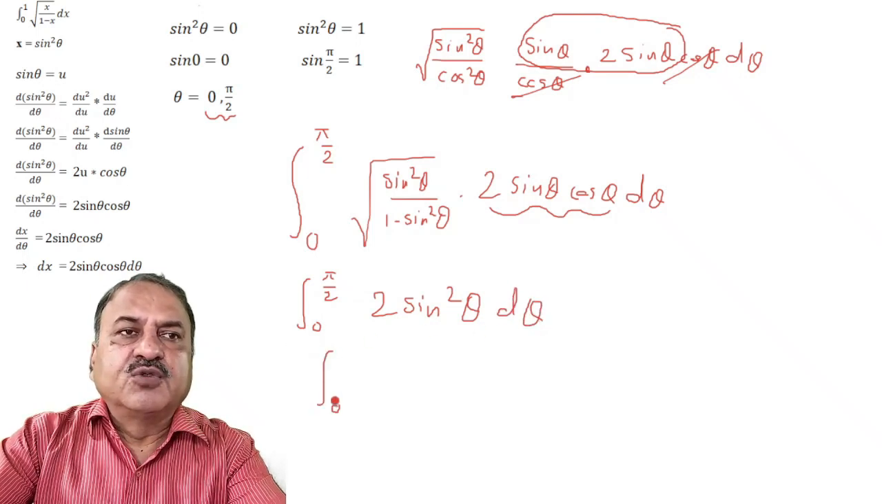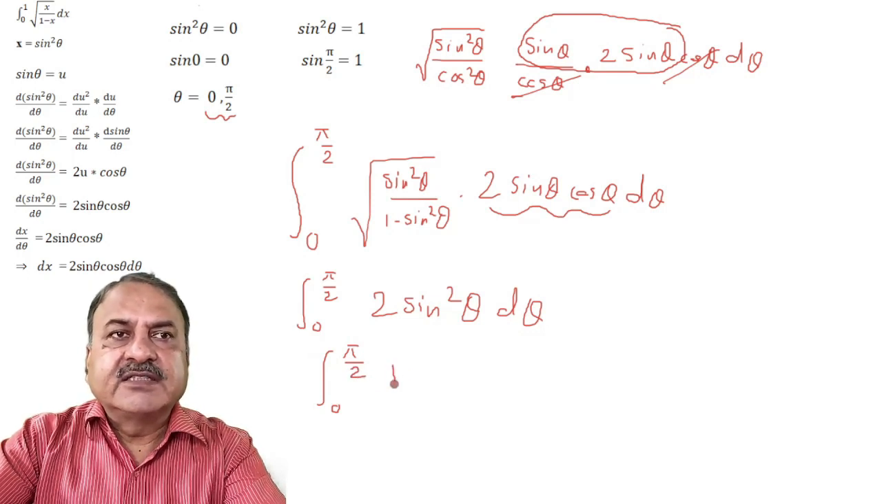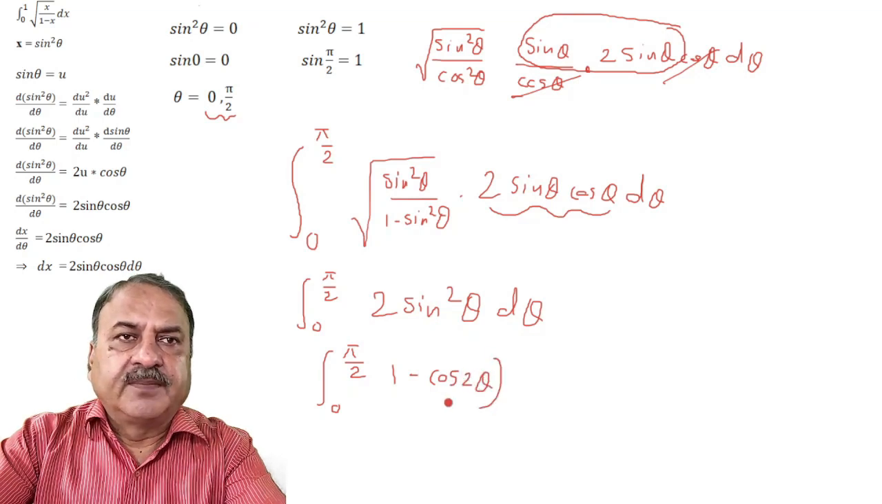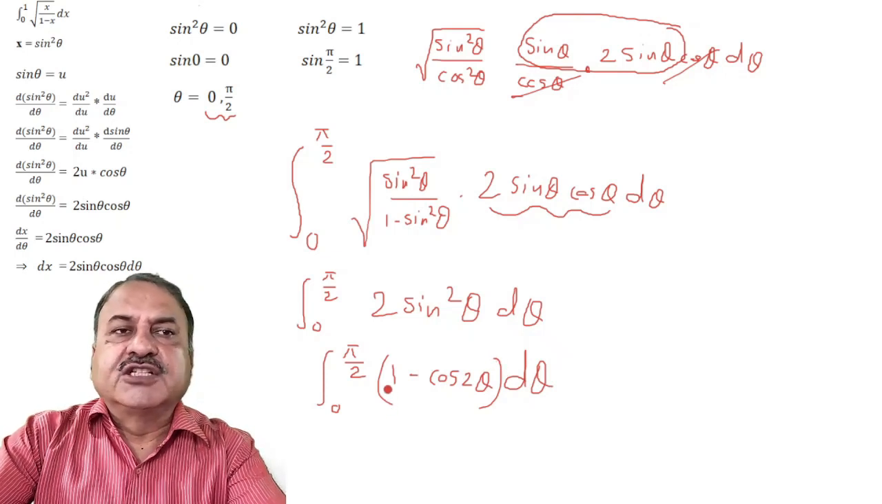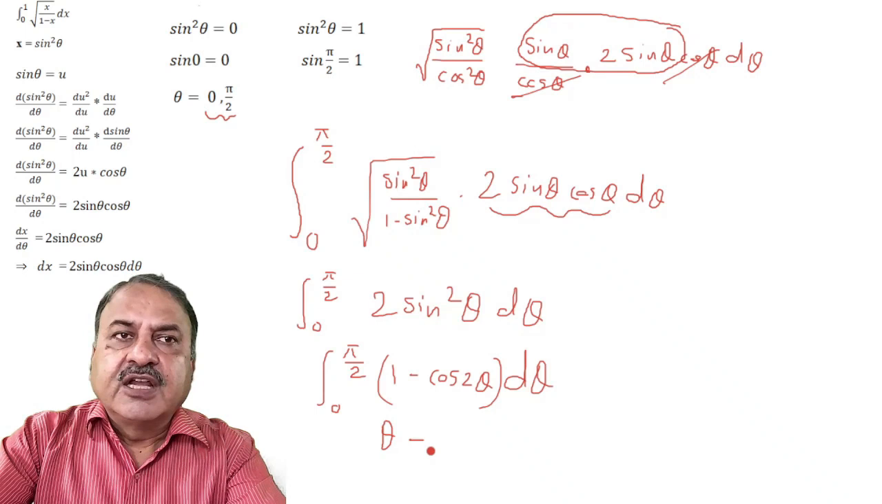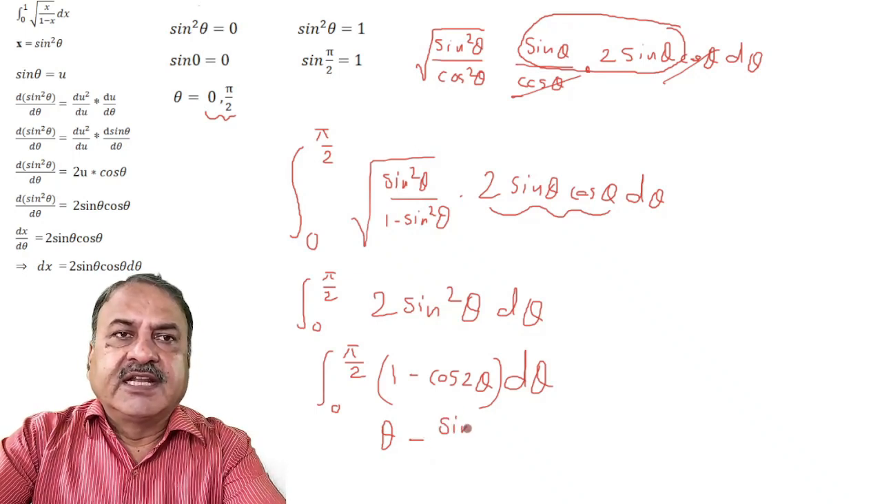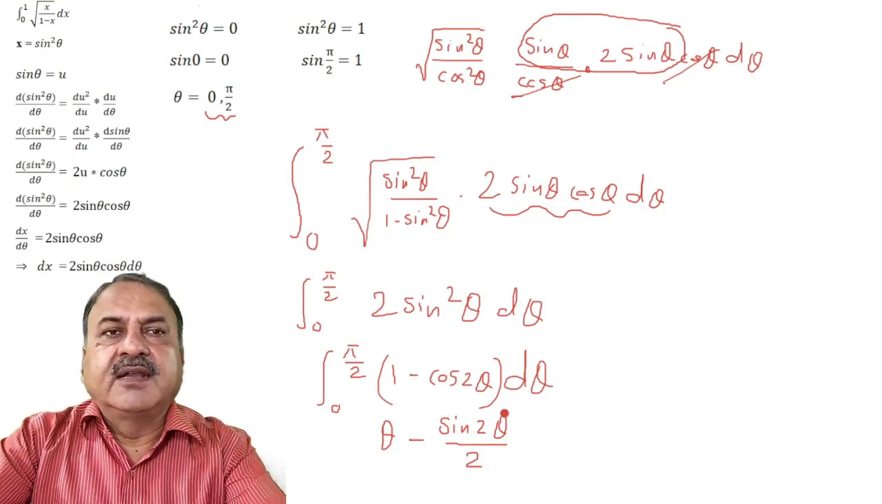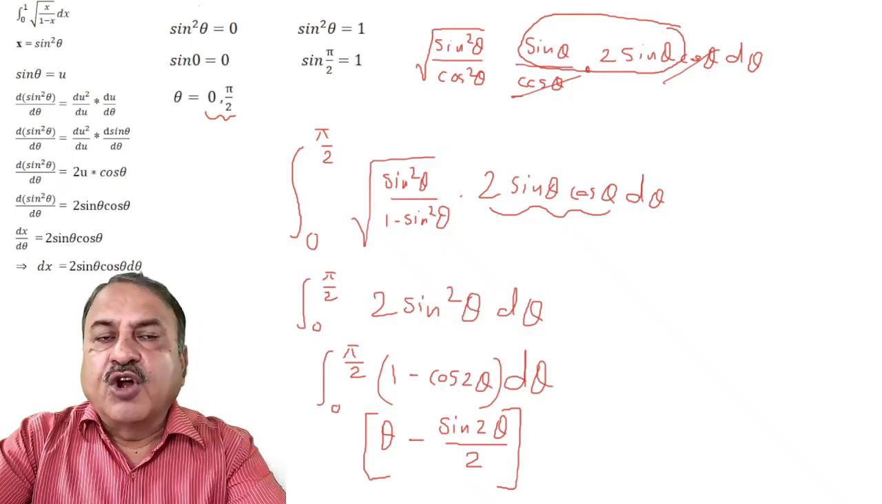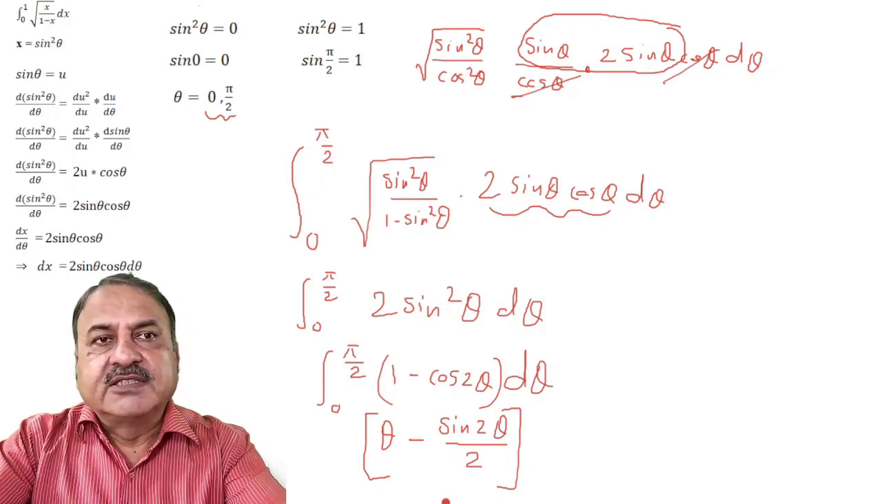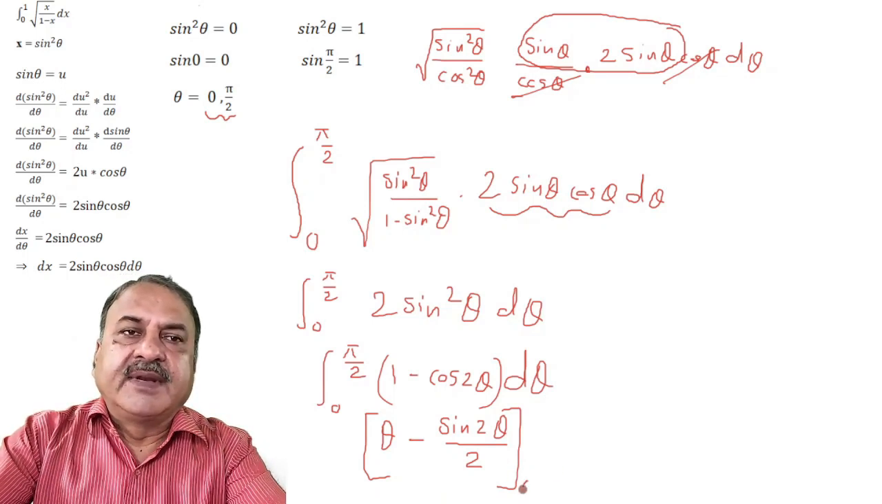And earlier we used a double angle identity, 2 sine square theta is 1 minus cos 2 theta. Now we have to integrate it. So the integration of 1 is theta, minus the integration of cos 2 theta, which is sine 2 theta divided by 2. We discussed it in the previous section. So this is our integration. Now we will not use plus c because we are given the limits. So we will plug in the limits, lower limit 0 and upper limit pi by 2.